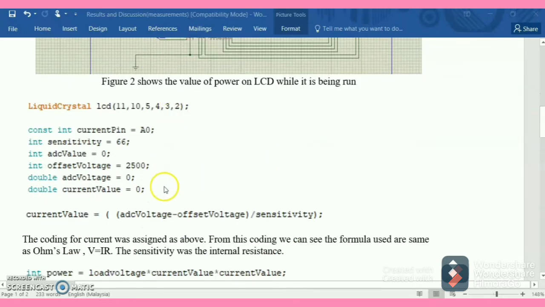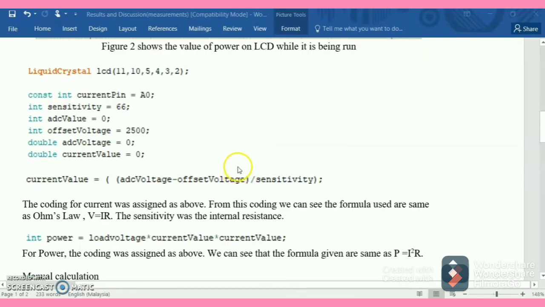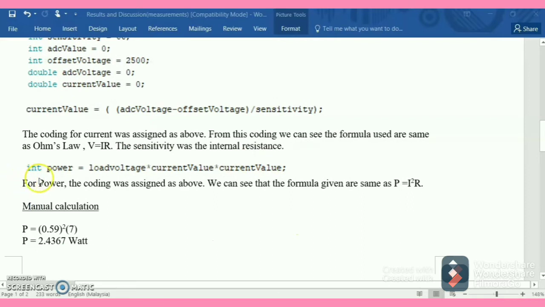This is the coding for current. From this coding, we can see the formula used are same as Ohm's law, V equal to IR. So the sensitivity in the coding was the internal resistance. Next, for power, the coding was assigned as above. We can see that the formula given are same as P equal I square R. This is the manual calculation. The power we got is 2.4367 watt.